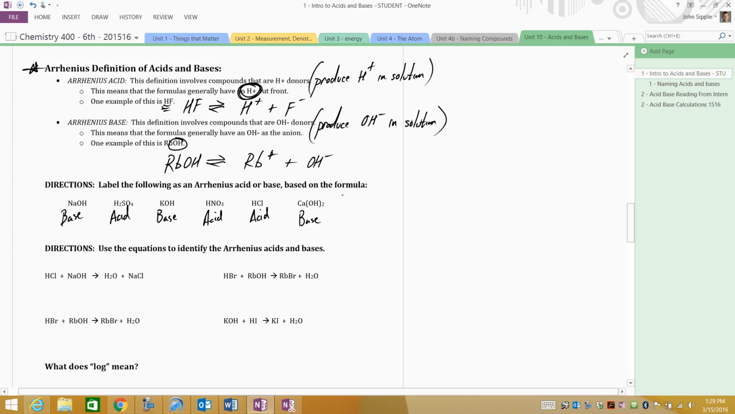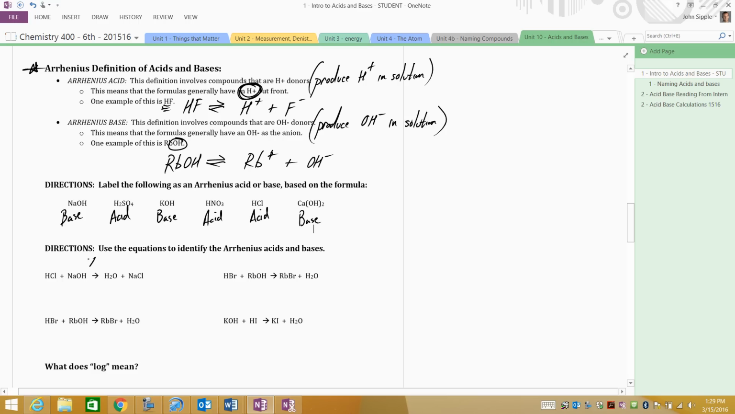What's that? Because the pH is a log scale. It's a log base 10. Yep. Okay.